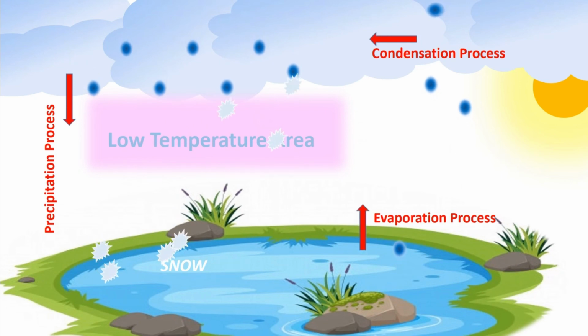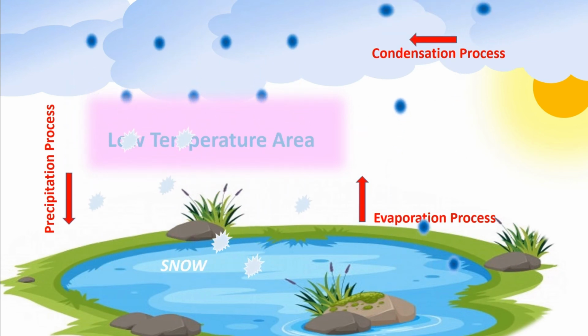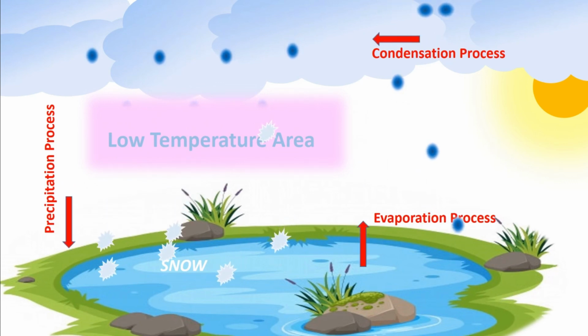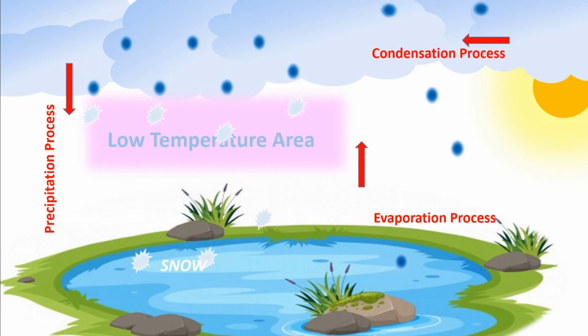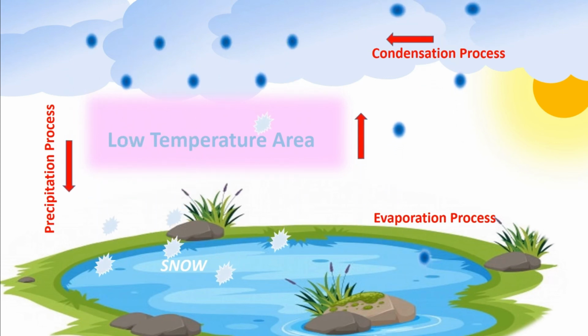If the area is very cold, the water droplets are converted into hail, or you can say that they are converted into snow. If the temperature of the area is sufficiently high, it causes rain only.